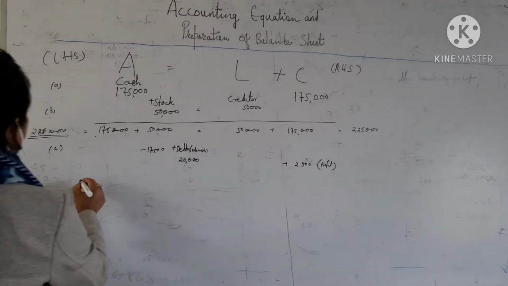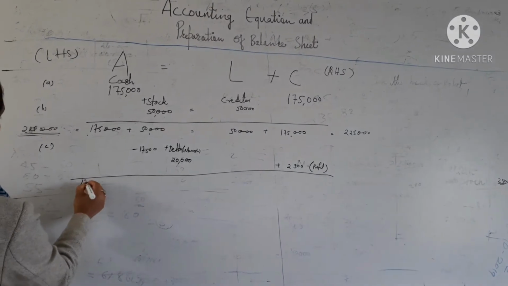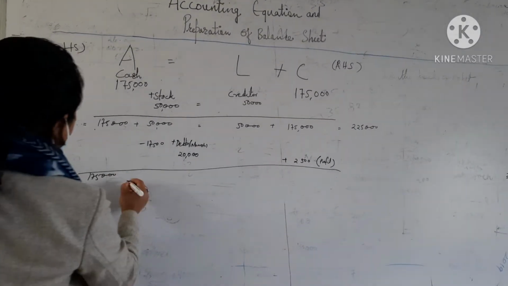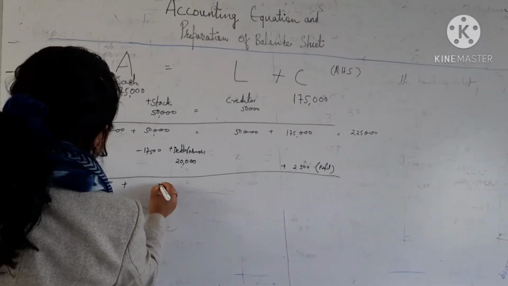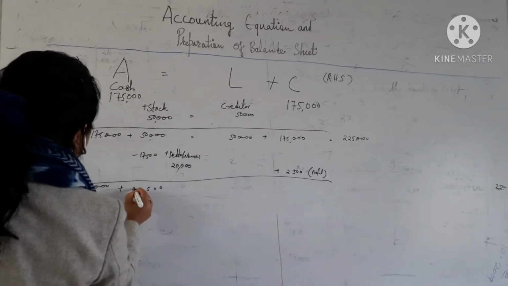Now we can close the account. Cash position 1,75,000. Stock position, how much will be the stock position? 32,500.